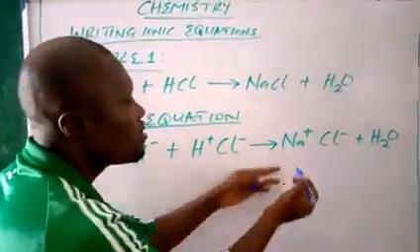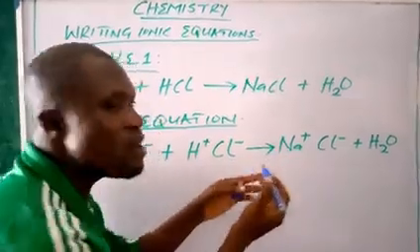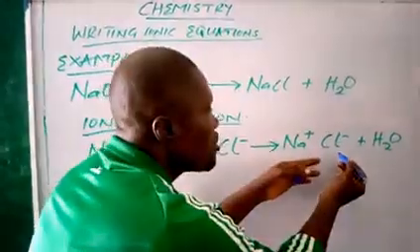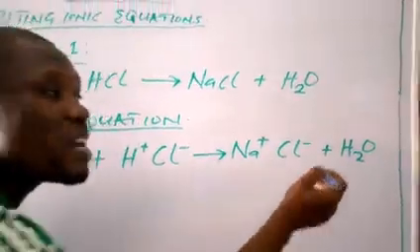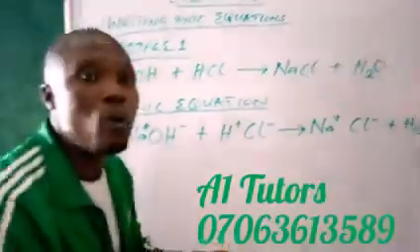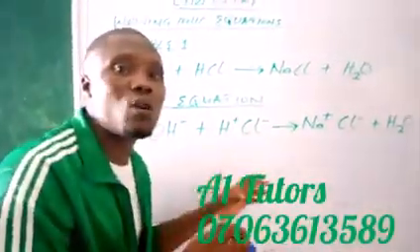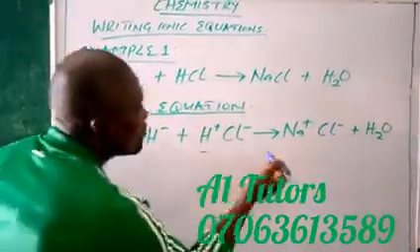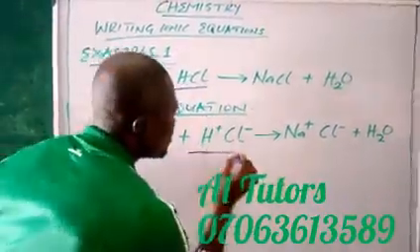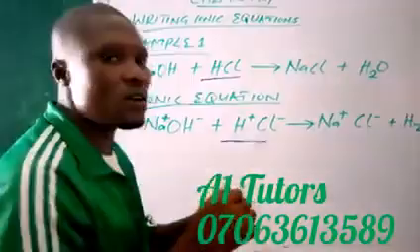Now coming to the product side, what is formed there is sodium chloride. So sodium is Na+, whereas your chlorine is Cl minus. Now look at here, water: you are not going to break it down because of rule number 1, which says you don't break down molecules into ions. So this is the ionic form of this equation.